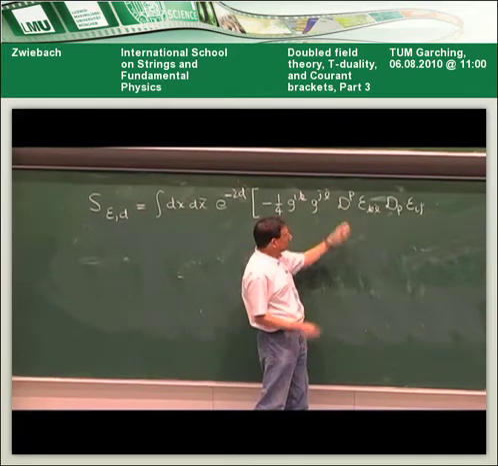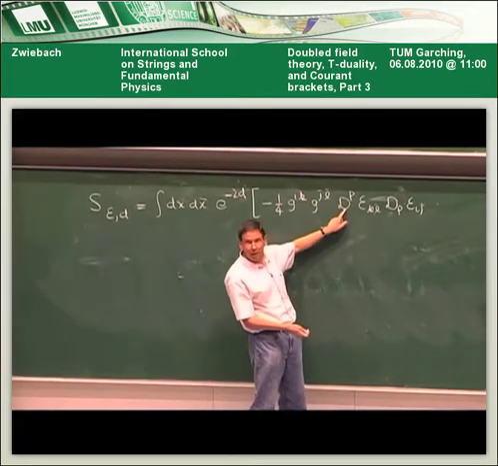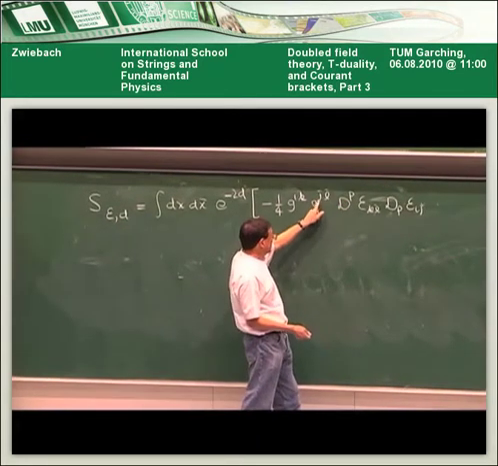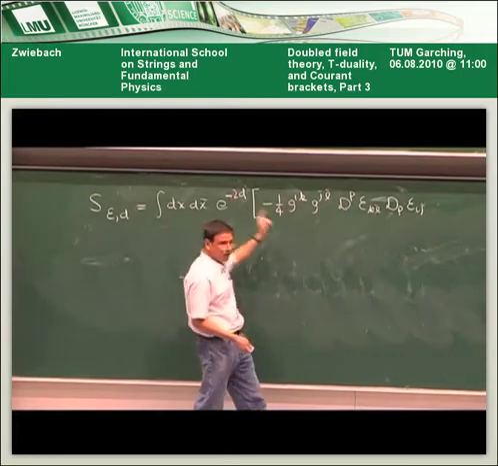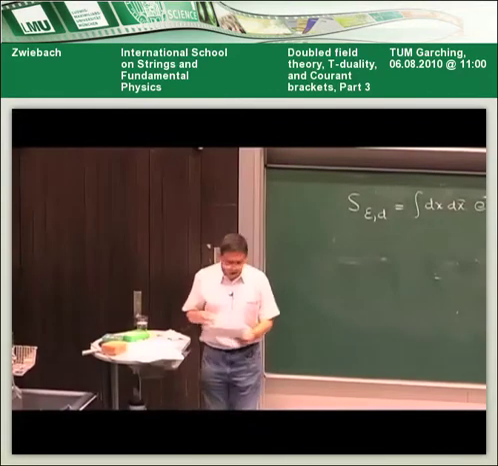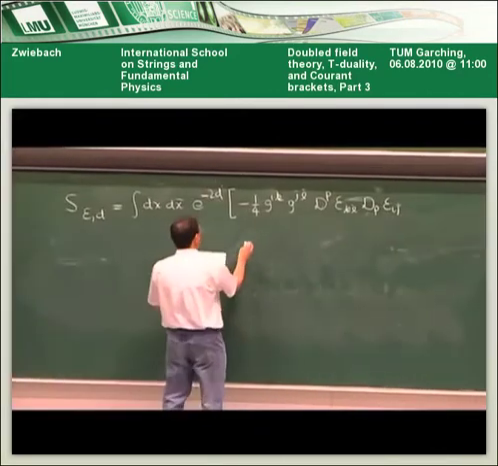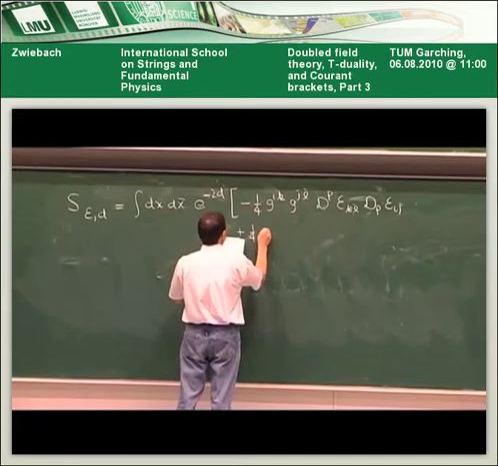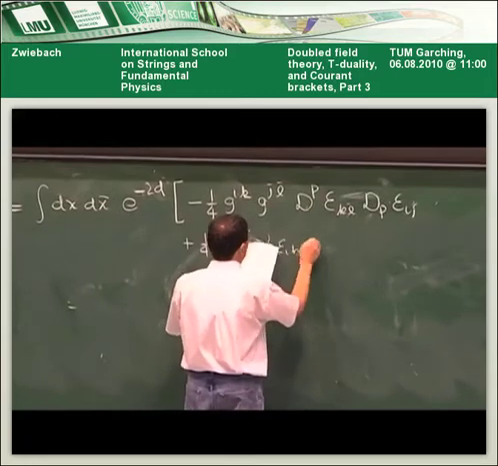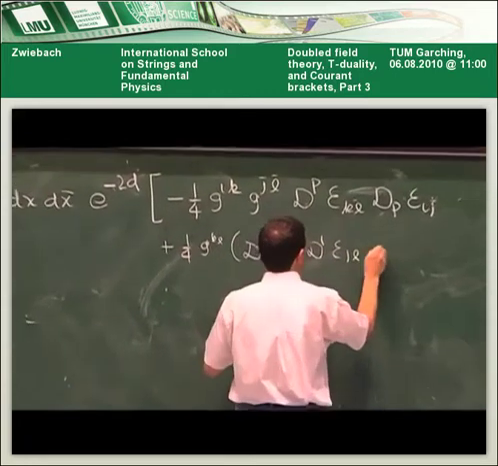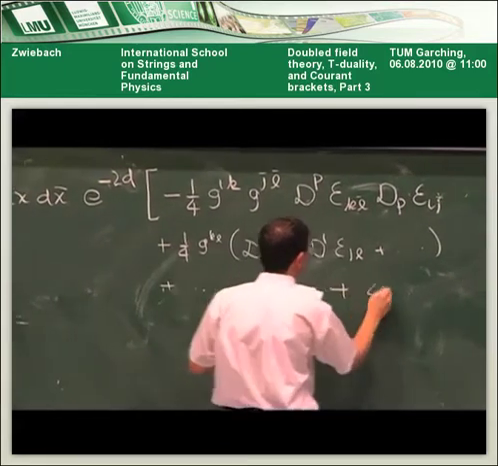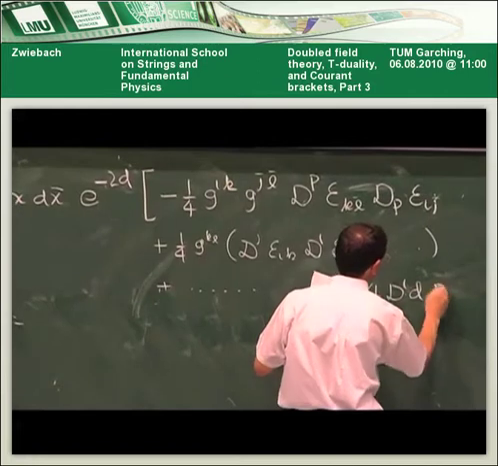The integration, you see, if I try to integrate this by parts, it's complicated. This is not a usual covariant derivative. This doesn't kill the dilaton. So if I try to integrate it by parts, I get into trouble. Okay, there's a couple more terms. 1/4 GKL DJEIKDIEJL, plus things like that, plus 4 DID.